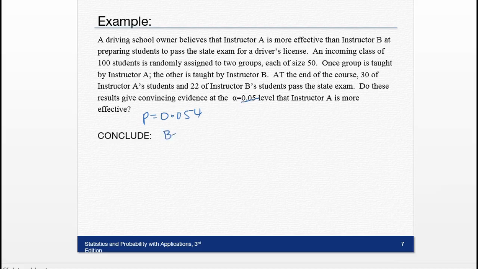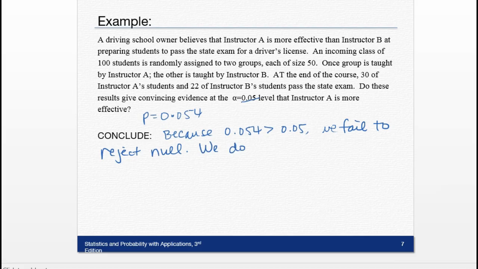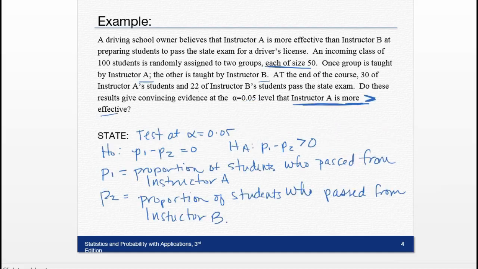All right. So connect p-value to alpha. It's greater. So because 0.054 is greater than 0.05, we fail to reject the null. Okay? We do not have convincing evidence that, now, I'm going to switch you back real quick to the alternative. Remember what the alternative was? That the difference between Instructor A and Instructor B is greater than 0. That's what we don't have evidence of. Okay? So be careful here.